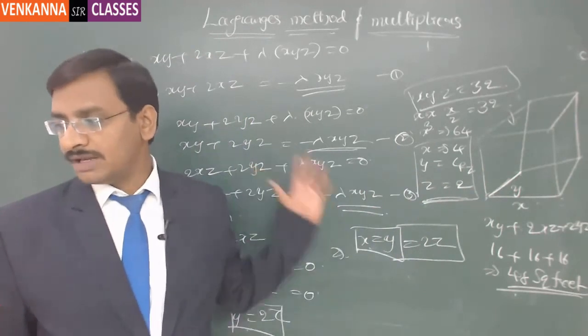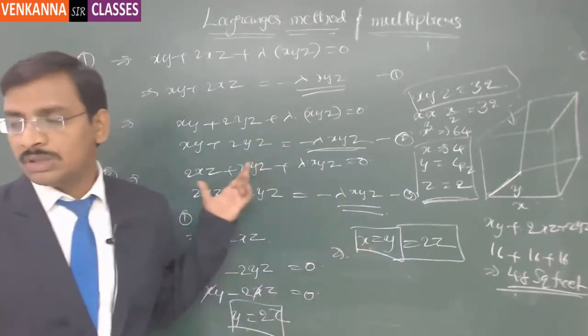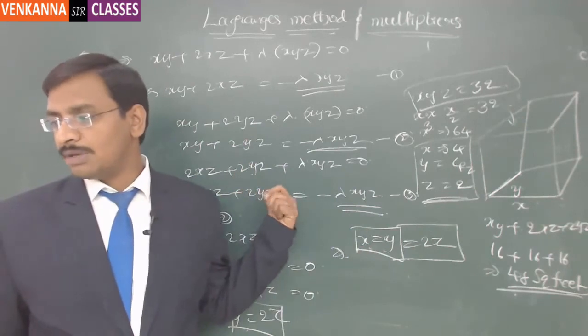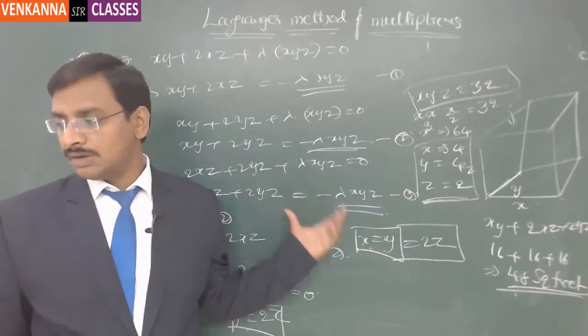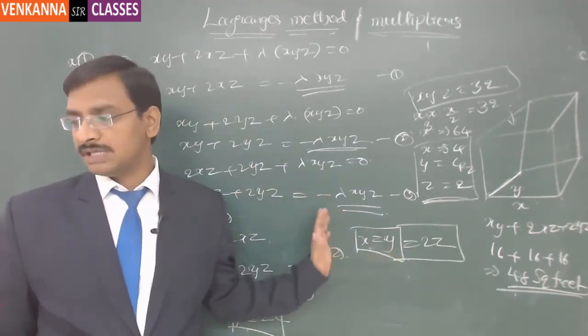So this is with the help of Lagrange's method of multipliers. We just took the partial derivatives, multiplied with lambda, then equated to 0 and solved all the equations. We got the values of x, y, z. That is as simple as that.